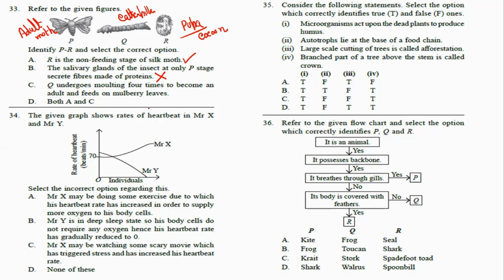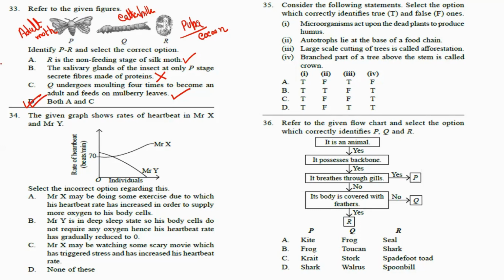This is wrong. Option C says Q undergoes molting 4 times to become the adult and feeds on mulberry leaves. Yes, this is correct. So the caterpillar molts 4 times. So here we see option A and C is correct. So our D option is the correct answer because it says both A and C are the correct option, right? Okay.